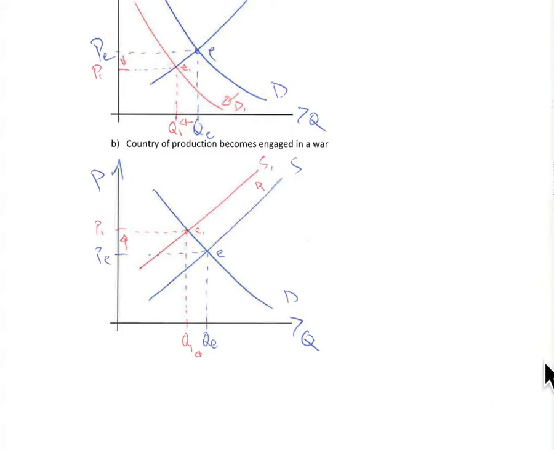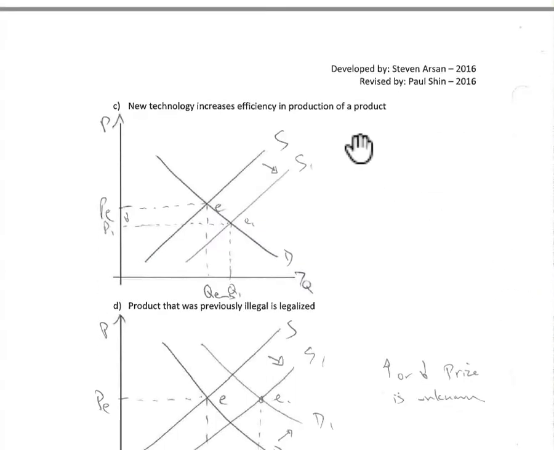Alright, so let's go on to the next scenario. So 1C. New technology increases efficiency in production of a product. And so if you have new technology, you become more efficient in production, this will be shown by an increase in supply. So again, you'll see our labels, quantity and price.